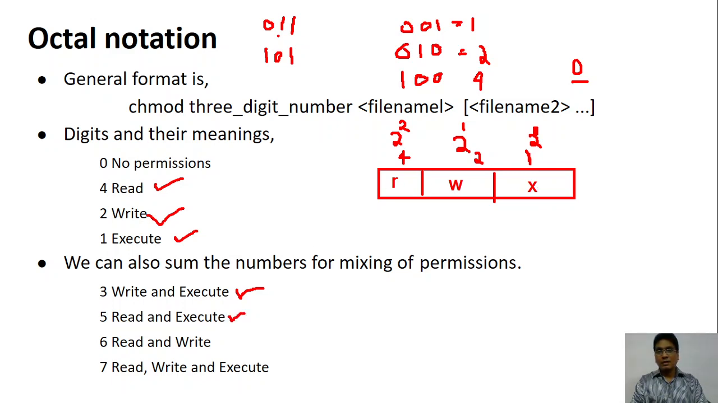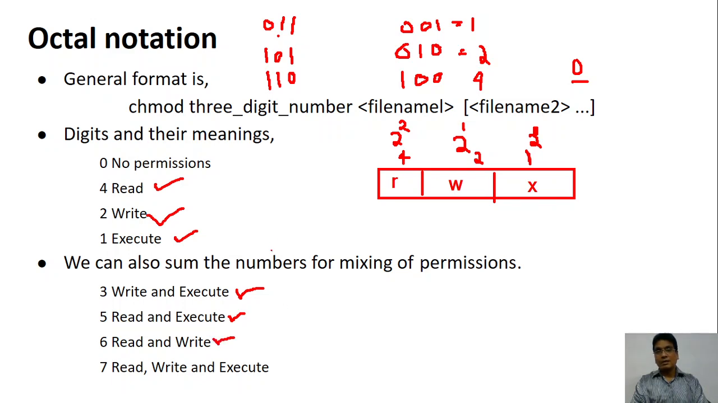Read and execute. What if the first two bits are set and your last bit is 0? In that case, what is it? 2 to the power 1 is 2, and 2 to the power 2 is 4. So 4 plus 2 is 6. So these two are set. What are these two? Read and write.